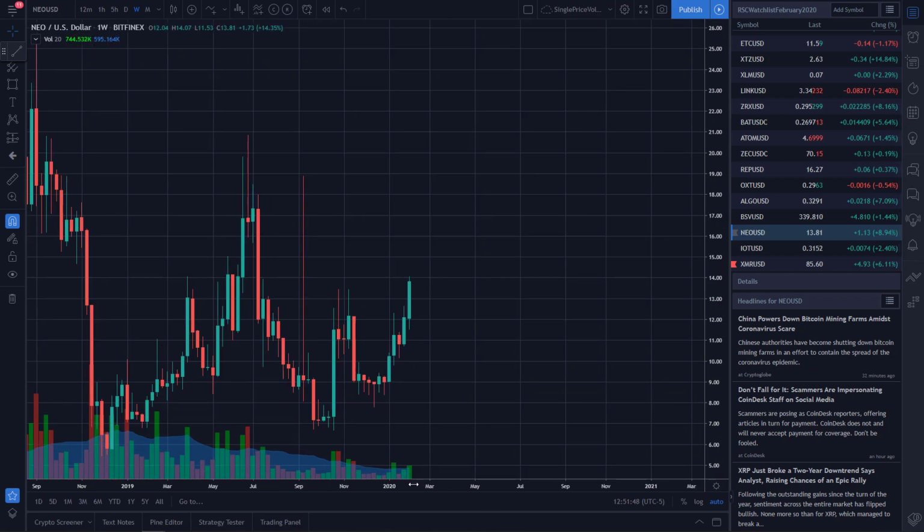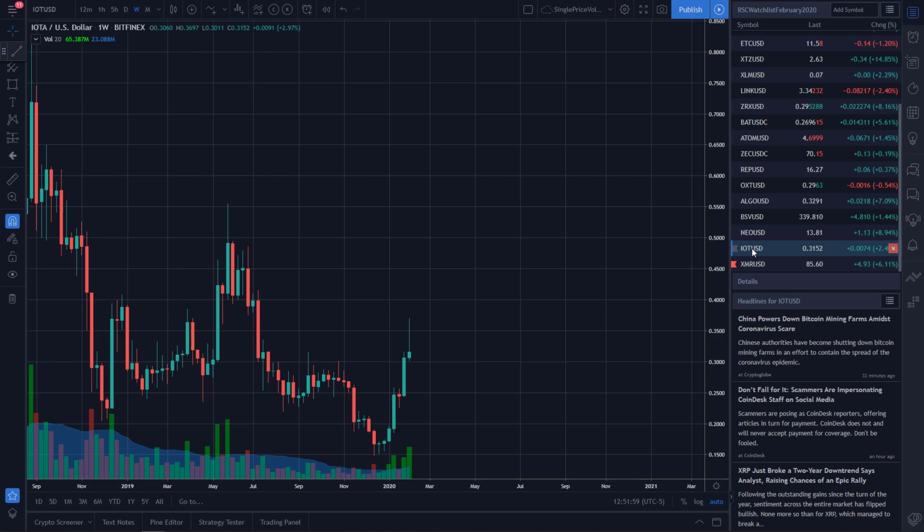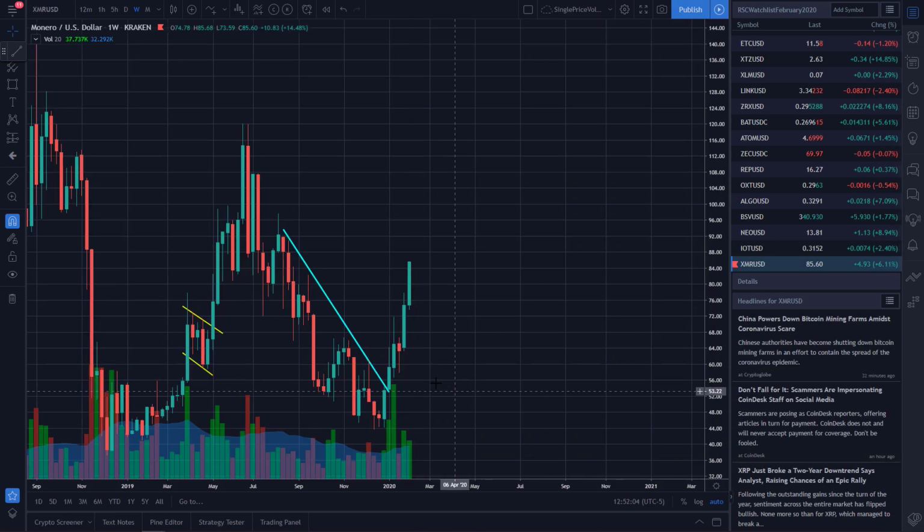Neo is coming off the bottom. Look at this, higher low, higher high, starting to transition into a weekly uptrend. Still very close to the bottom. We're very early into this move. Okay, here's a swing on IOTA. And then finally, Monero is again coming off the bottom.